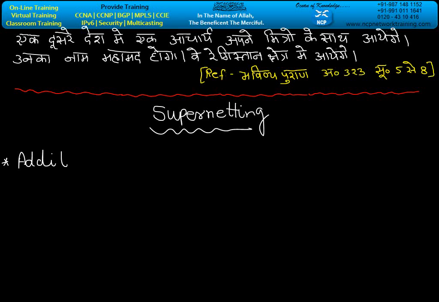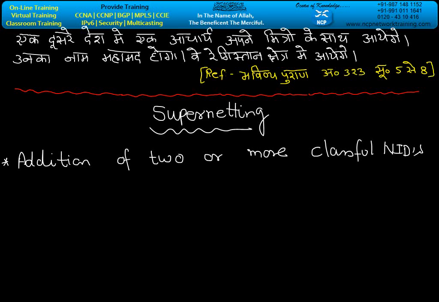Addition of two or more classful NIDs belongs to the same class. In case of supernetting, we are doing the addition of two or more classful NIDs of the same class.